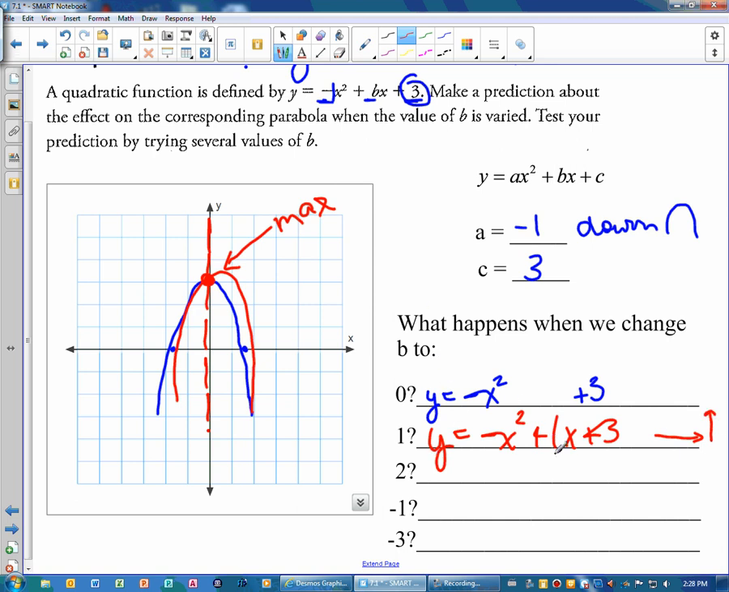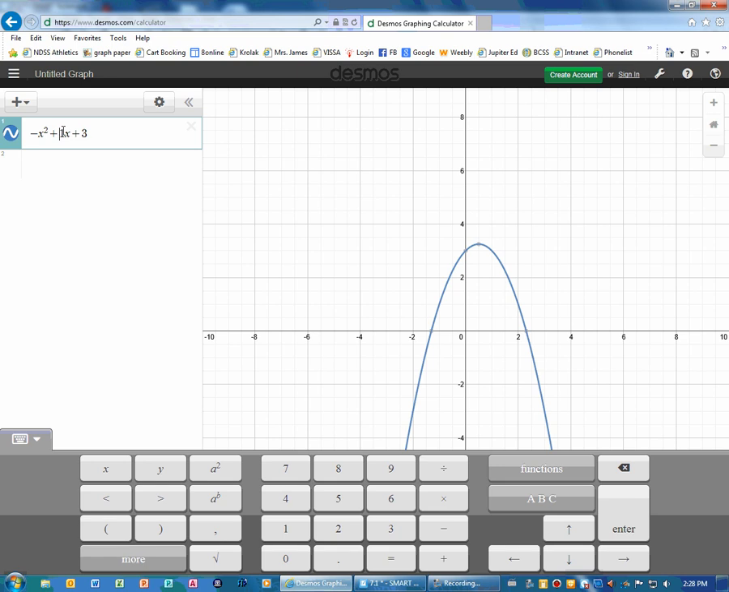Okay, let's do it again, but now we're going to change it to 2. So y equals negative x squared plus 2x plus 3. What do you think is going to happen? Do you think it's just going to move over more and go higher? No matter what, my intercept's 3. This part's not going to change right here. So I'm going to change that to a 2x. Okay, here's where it was. Did it move more to the right?